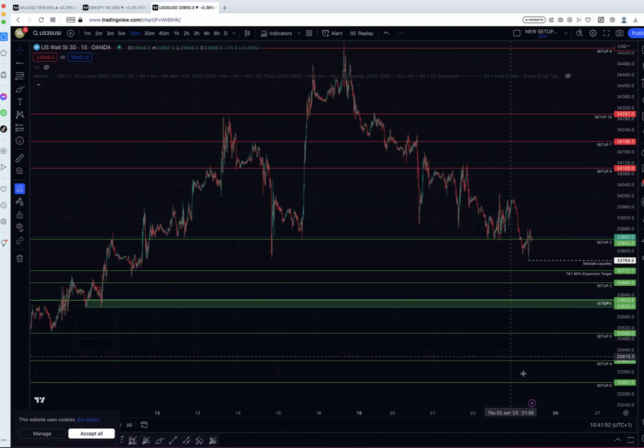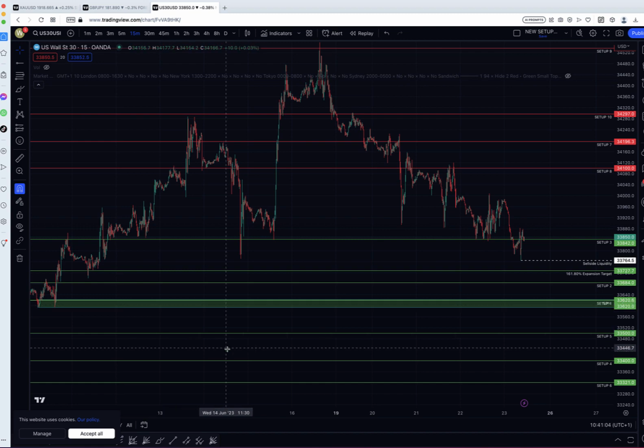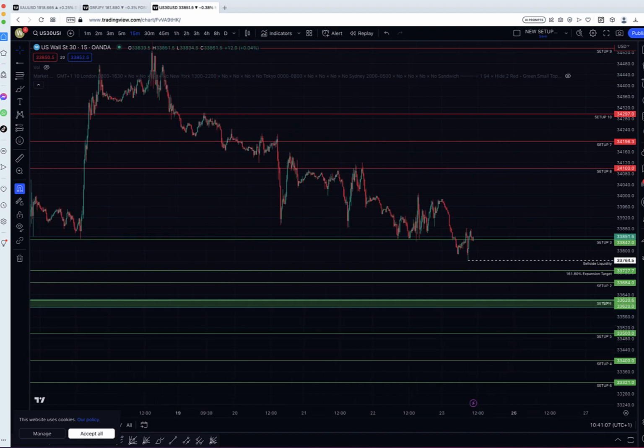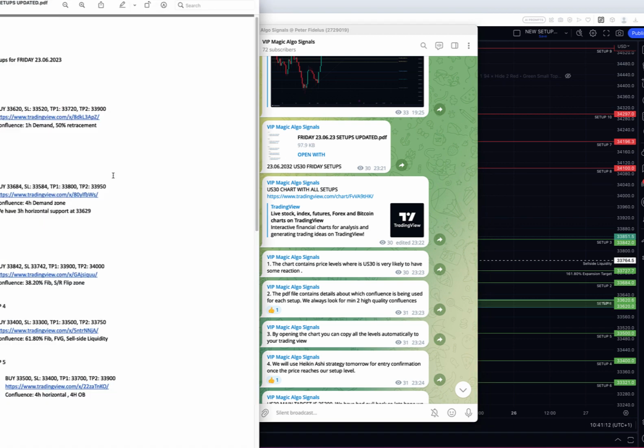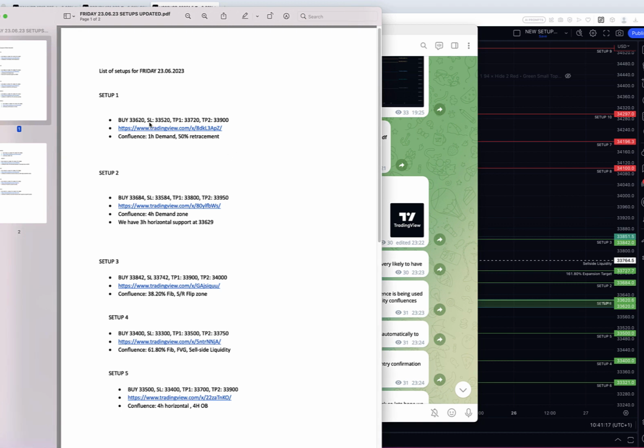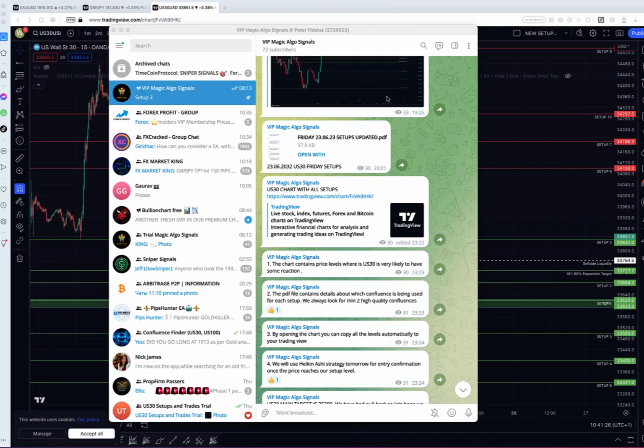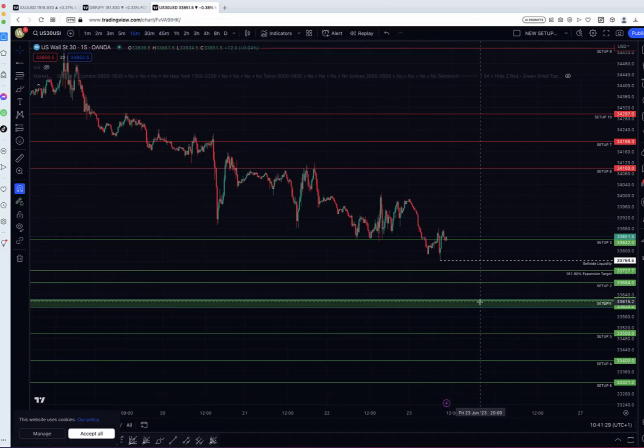On setup 1, we have a very strong confluence, and if you want to know exactly what it is, you can go to this PDF file. Okay, and let's have a look at setup 1. So we have a confluence, 1 hour demand and 50% retracement. So we have two strong high quality confluences, and hopefully what happens when the price reaches our level here, we should see a reaction, and then if there's a rejection, the price goes down, let's say, or rejects, goes up. This is going to be our long entry.